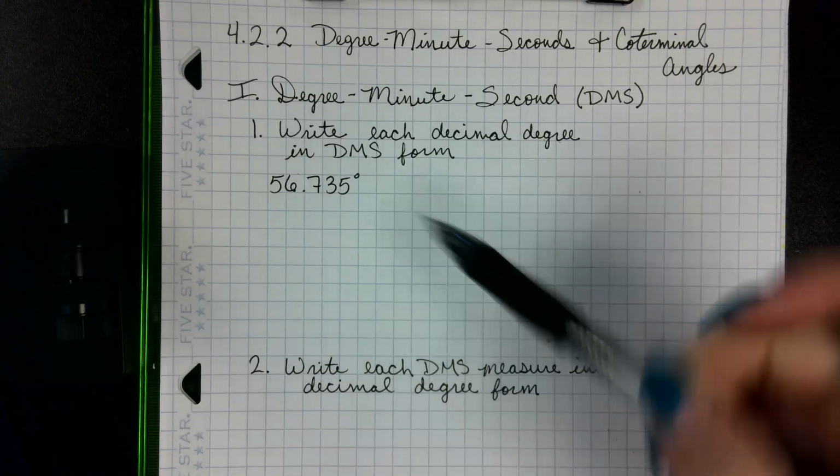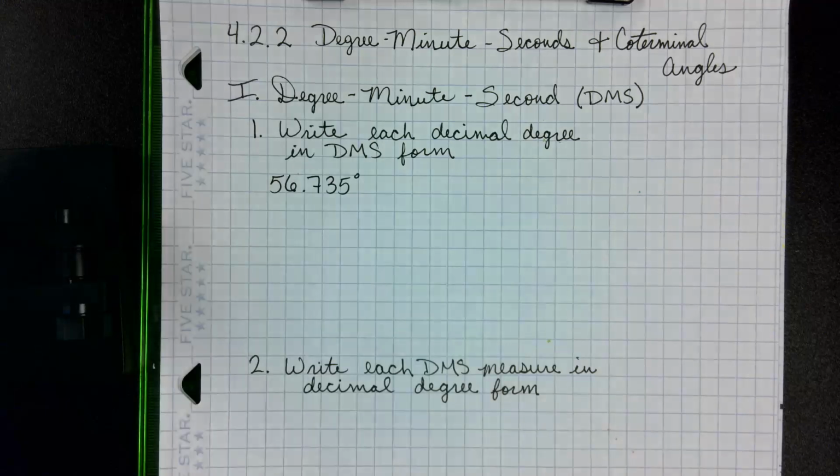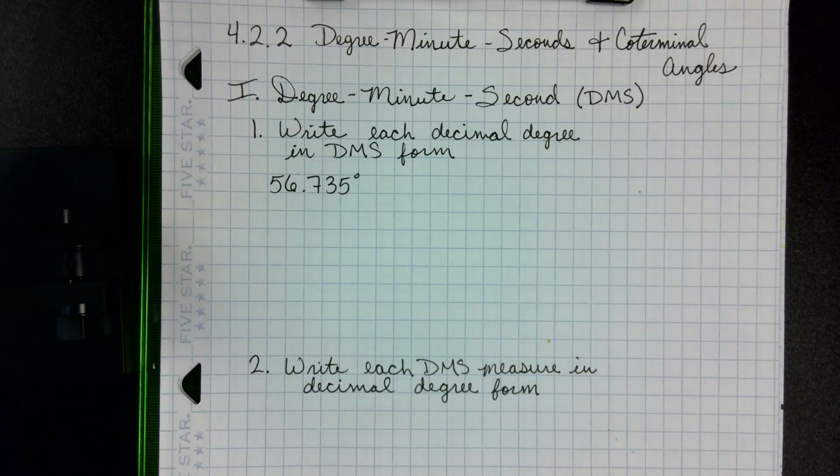All right, so I have chapter 4, section 2, day 2. Talking about degree, minutes, seconds, and then in a minute, part 2, we're going to talk about coterminal angles. So part 1 is degree, minutes, and seconds. Degree, minutes, and seconds is another way of describing an angle.